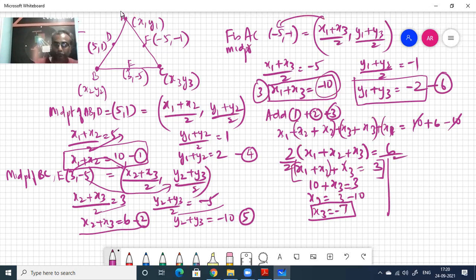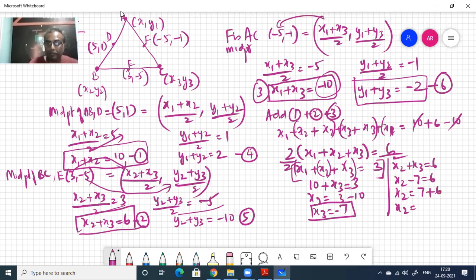In the same way, x2 plus x3 we know now. Substitute x3 here. x2 plus x3 is equal to 6, so x2 minus 7 equals 6. x2 is equal to 7 plus 6. So x2 is equal to 13. This is another one, the x2 value also you get.